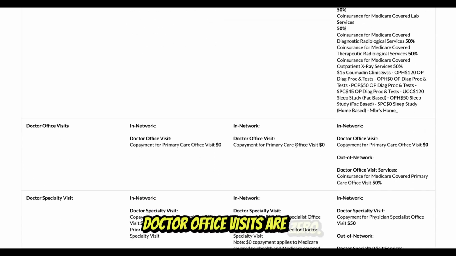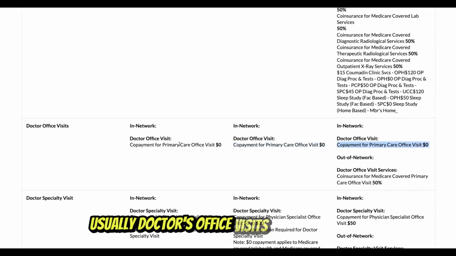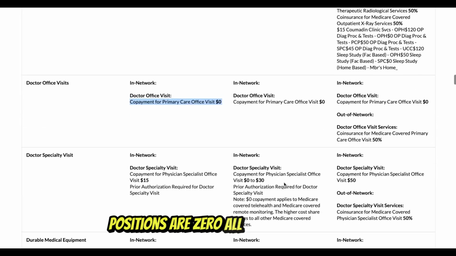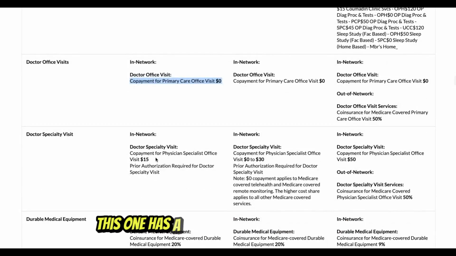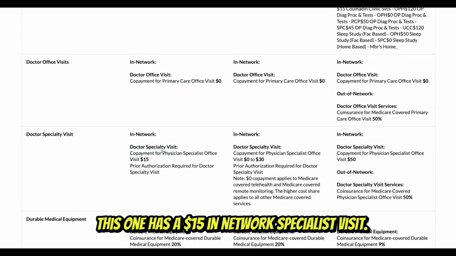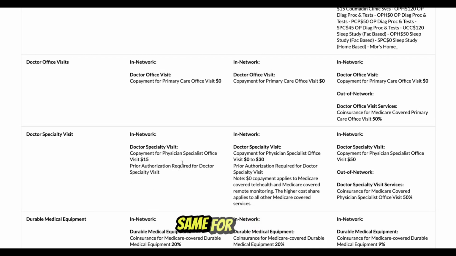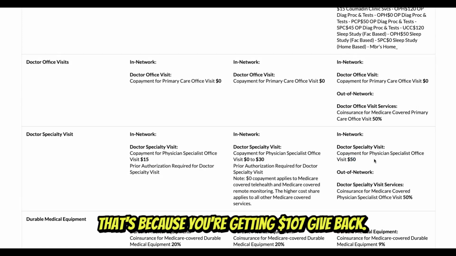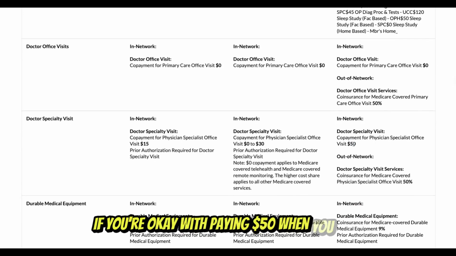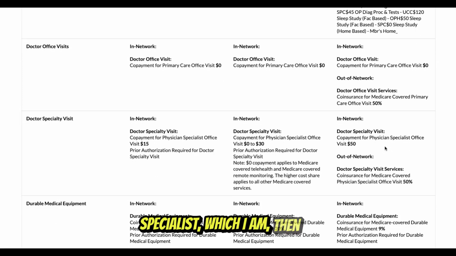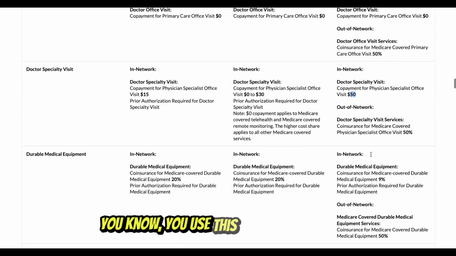Doctor office visits are zero. Usually doctor's office visits for primary care physicians are zero all across the board. This one has a $15 in-network specialist visit. You can't use out-of-network for this one because it's an HMO. Same for this one. $50 for specialists on this one. So 50, 30, 15. So you see here, you have a $50 copay for specialist visits. That's because you're getting the $107 give back. If you're okay with paying $50 when you go to specialists, which I am, then you use this one.